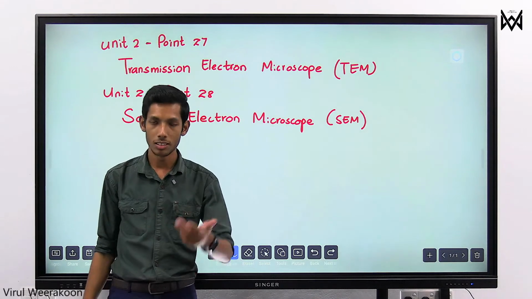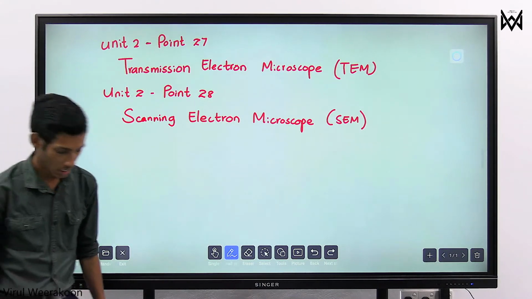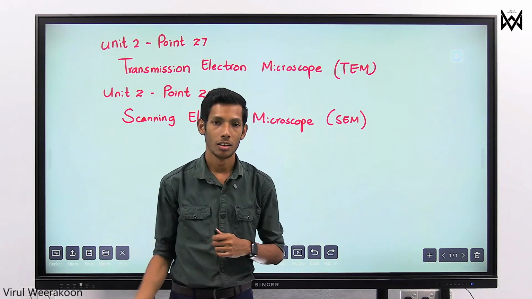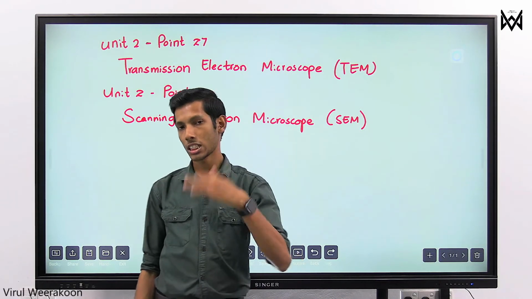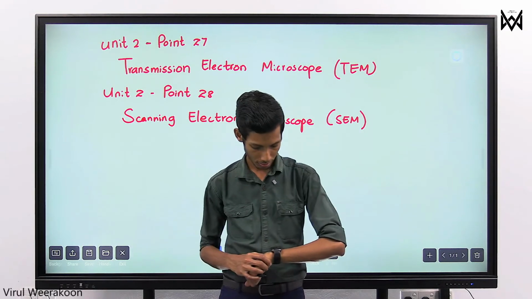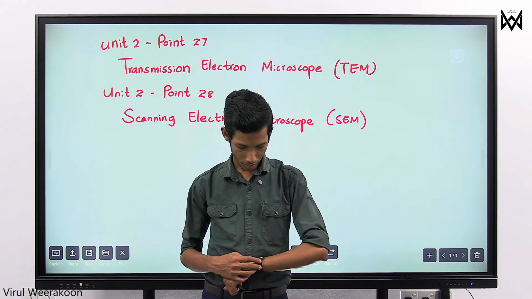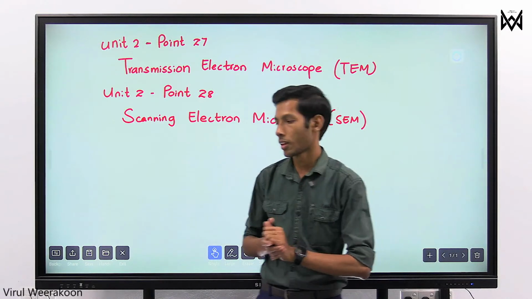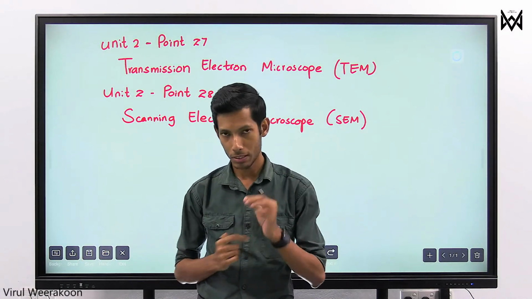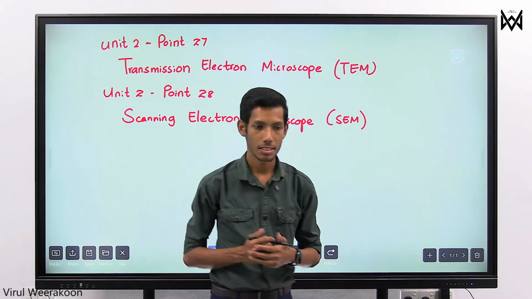Here, in the scanning electron microscope, a fine beam of electrons is reflected from the surface of the specimen. Underline reflected.